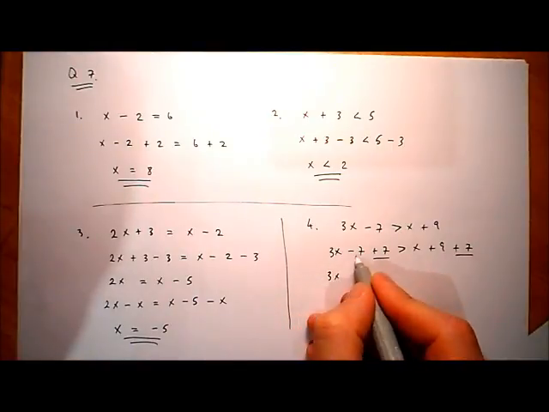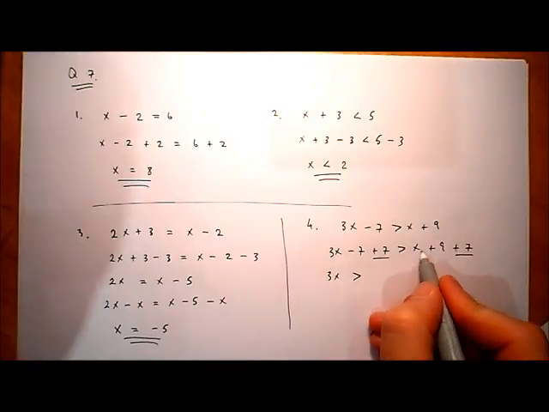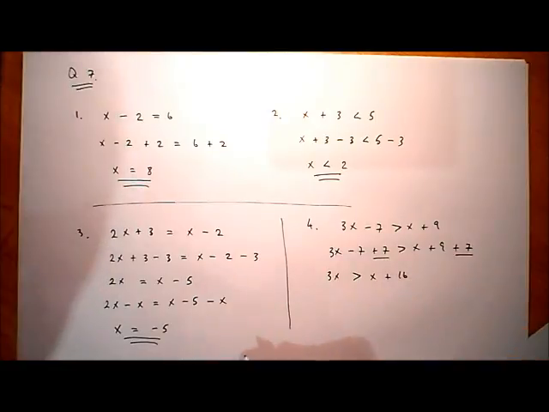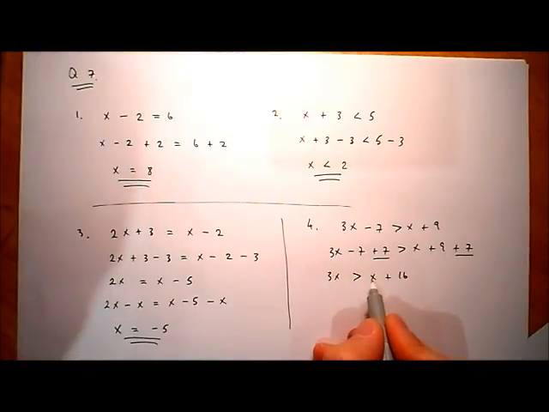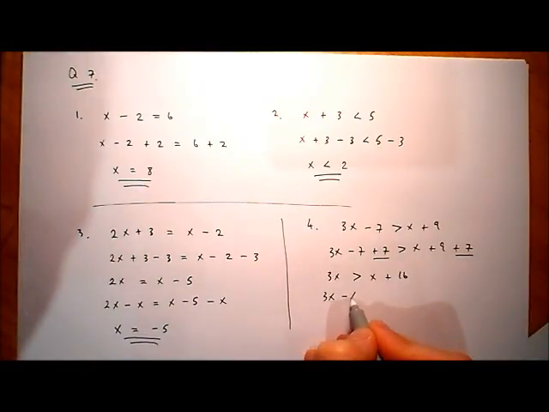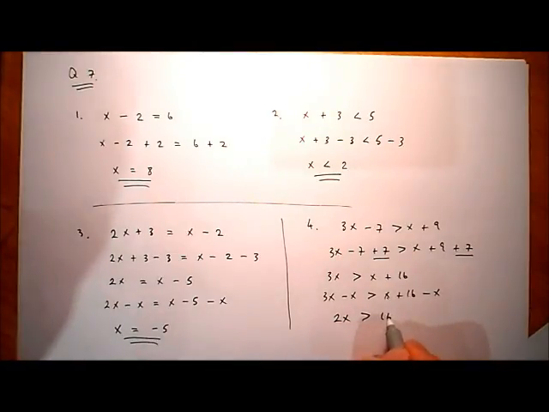So I end up with 3x. Well, minus 7 plus 7 gives 0. So I just have now the inequality sign. And I've got x plus, and 9 plus 7 is 16. So I have x plus 16. Now I want to get x by itself, so I don't want this x here. Let's say we want all of the x's over here. So I'm going to take x from this side, which means I must take it from this side. So I go 3x minus x is bigger than x plus 16 minus x. x minus x gives 0. And I've got here 3x minus x is 2x is bigger than, so x minus x is 0, I'm left with 16.